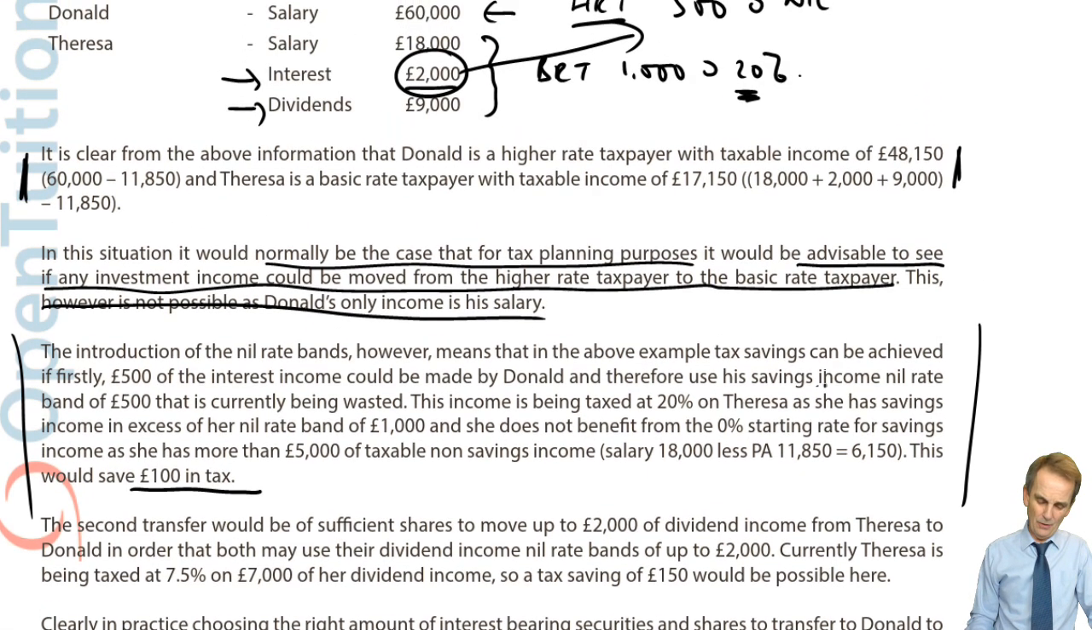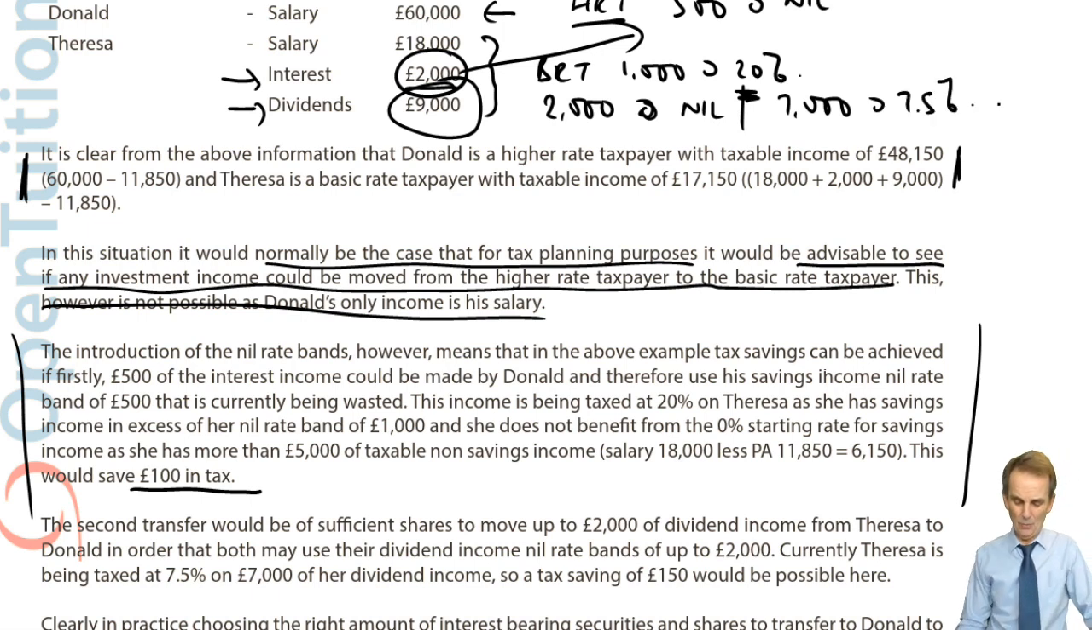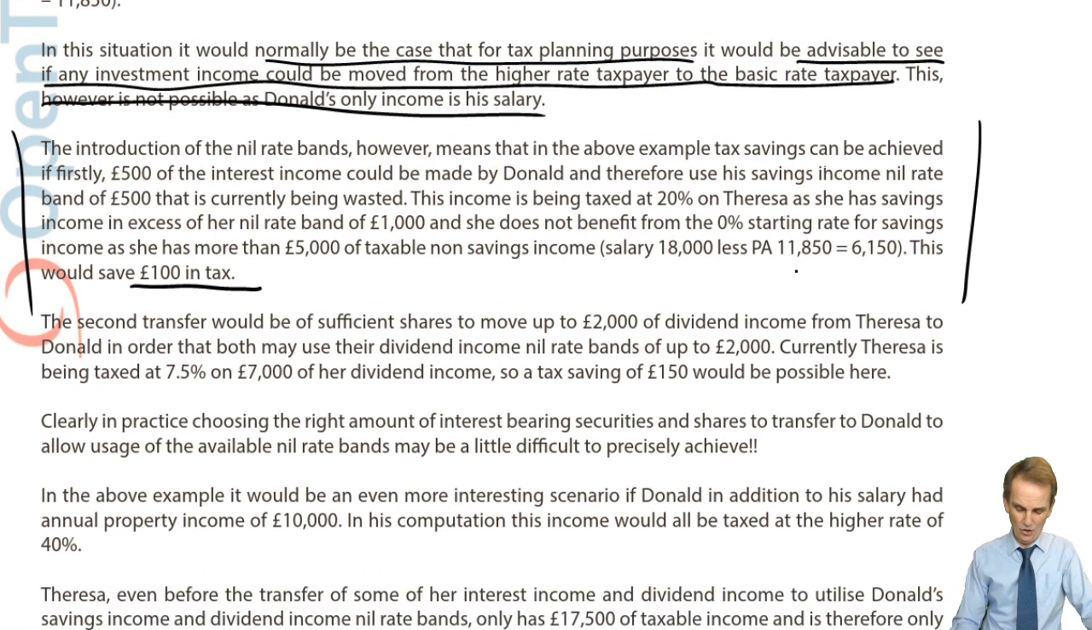We've got also the dividends in here, 9,000. Now what we know is, as a basic rate taxpayer, or indeed any level of taxpayer, there's a dividend income nil rate band, so that 2,000 is at nil. But that still leaves 7,000 in the basic rate band being taxed at 7.5%. The issue that we pick up here.